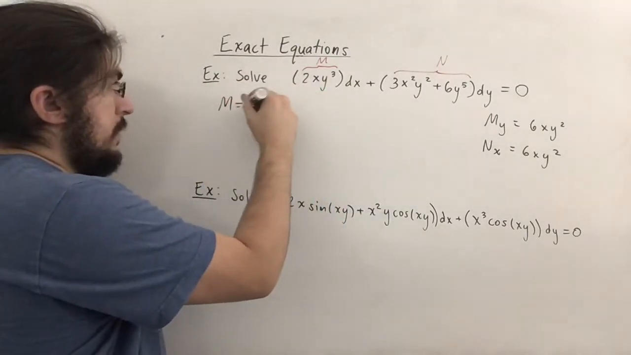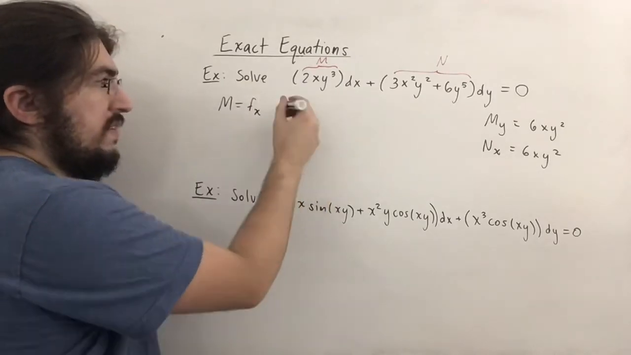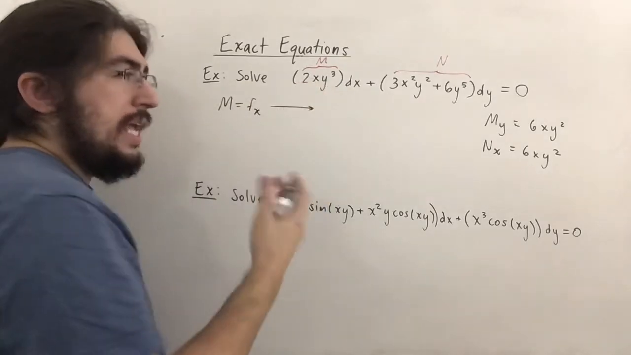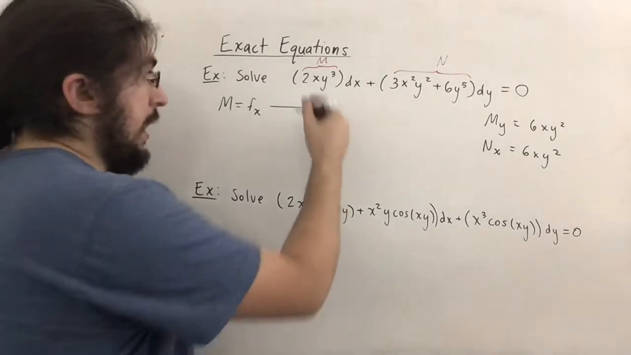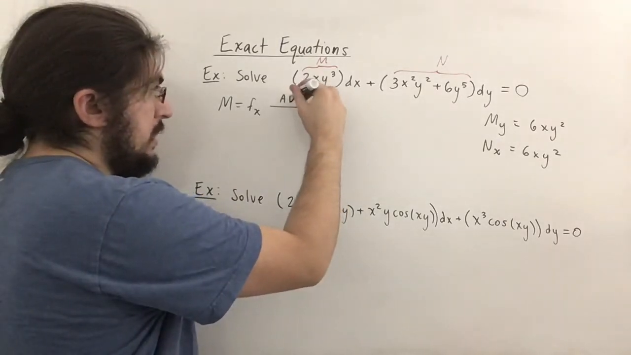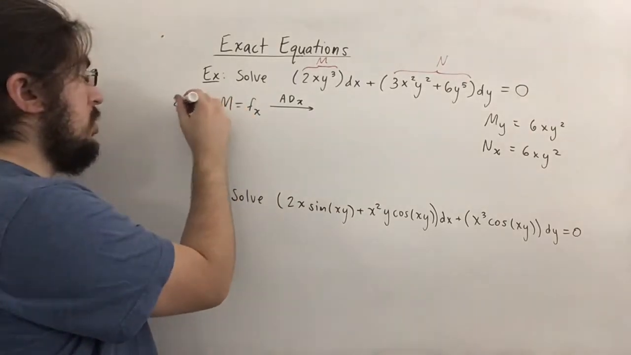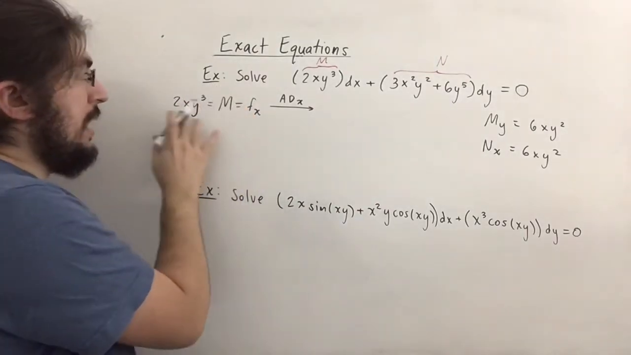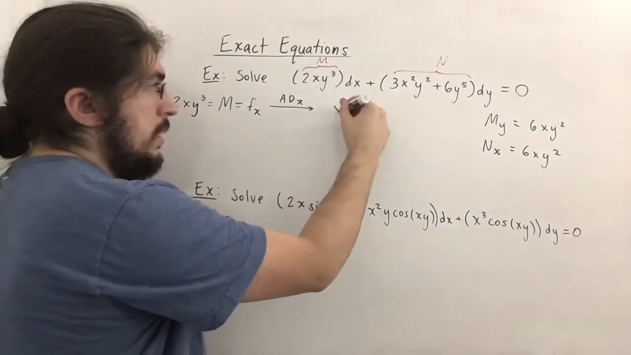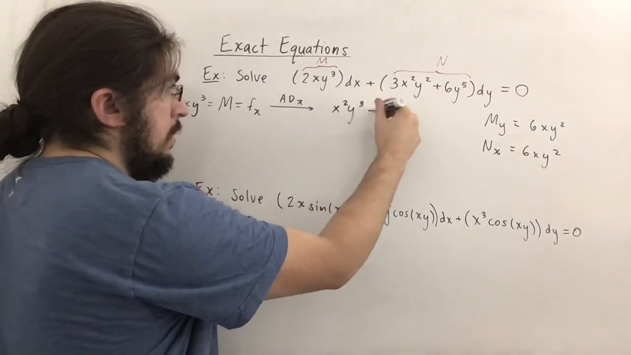We want m to be f sub x, the partial derivative with respect to x. So we're going to take the antiderivative with respect to x. I'm going to call this ad sub x, if you will. Now, of course, we know what m is. M is 2xy cubed. The antiderivative of 2x is x squared, so this is x squared y cubed plus some constant.